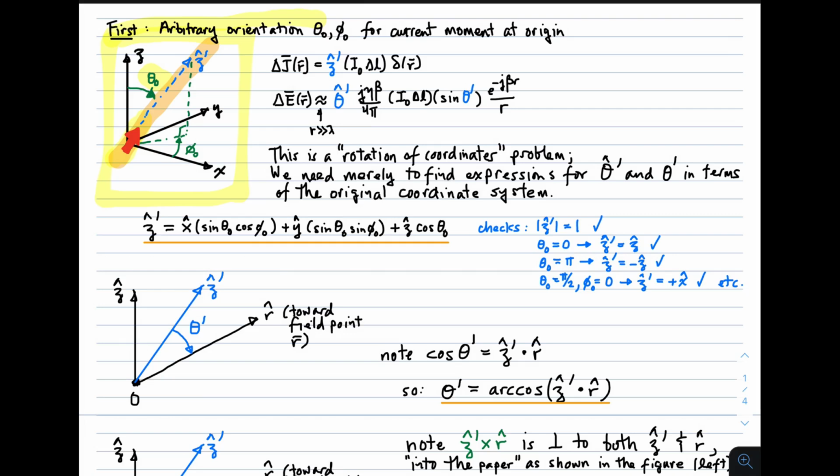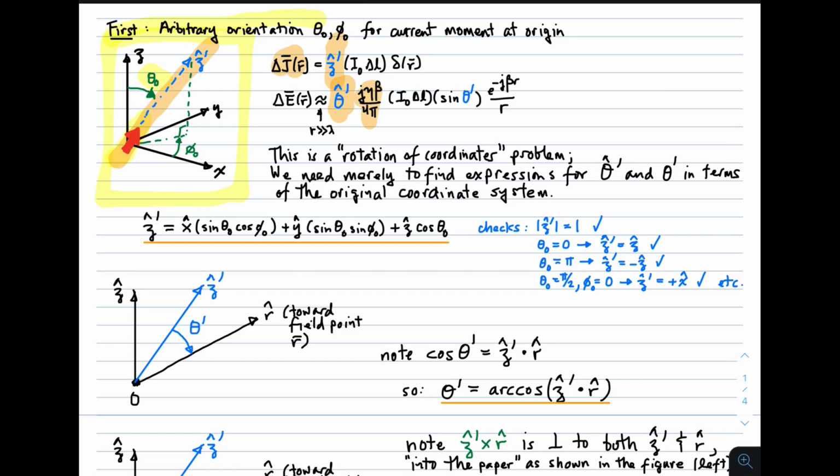So now we can imagine that the current moment has the exact same form, except the direction is z hat prime, where z hat prime is just this tilt of theta naught from the z-axis. And it barely requires any analysis to figure out what the new radiated field is going to be. We simply recognize that we will have some new unit vector, theta hat prime, which is to z hat prime what theta hat is to z hat.